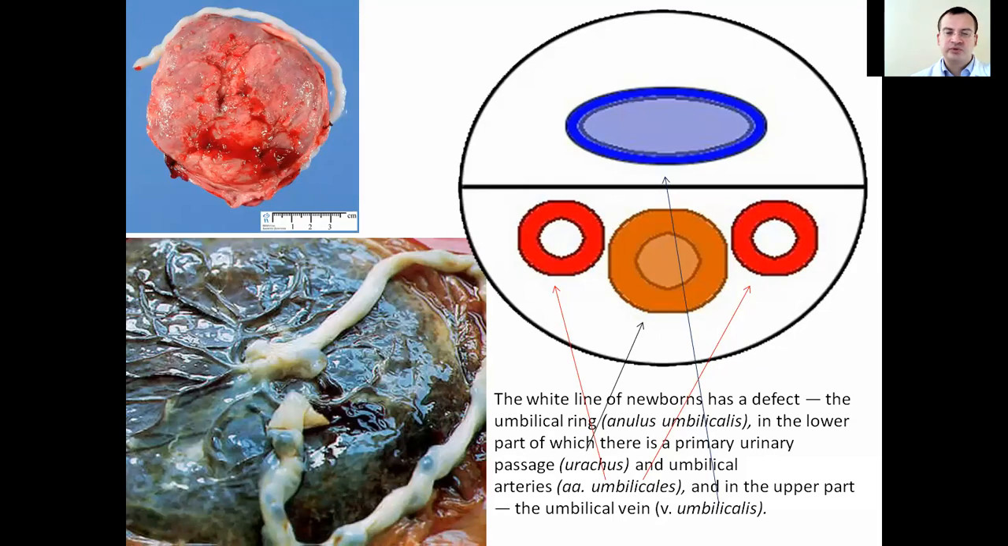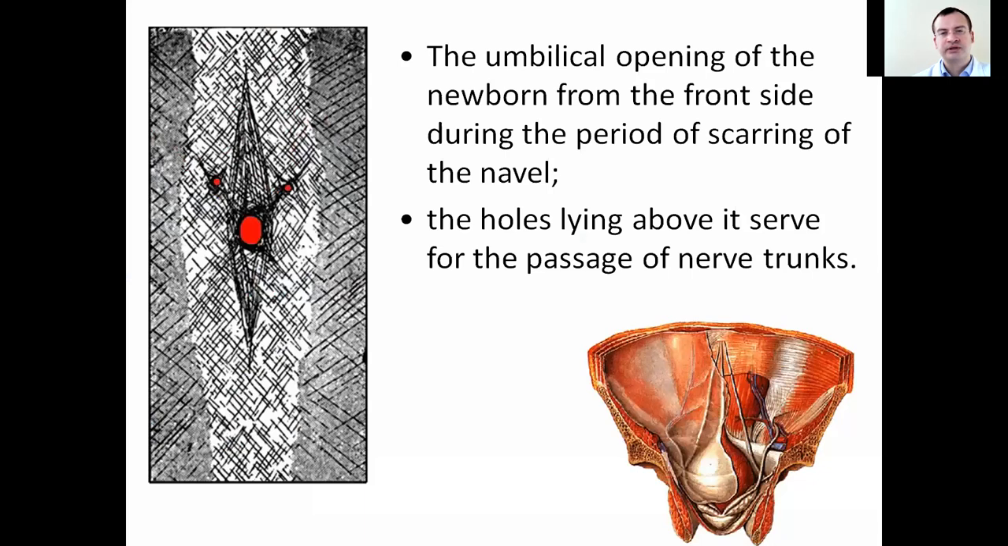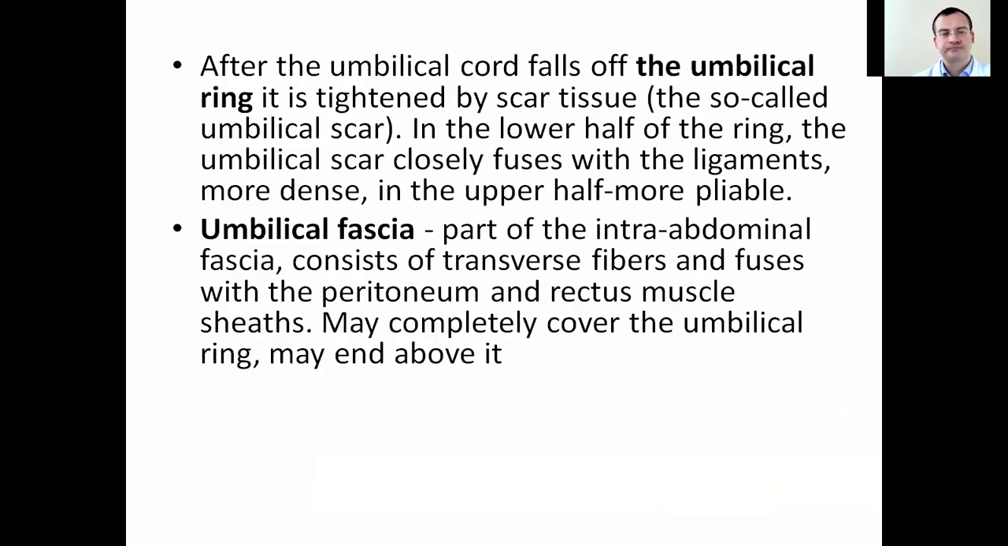The white line of a newborn has a defect, the umbilical ring, annulus umbilicalis, in the lower part of which there are the urachus and umbilical arteries. The umbilical opening of the newborn is closed from the front side during the period of scarring of the navel. The hole lying above it serves for the passage of the nerve trunk. After the umbilical cord falls off, the umbilical ring is tightened by scar tissue, the so-called umbilical scar.